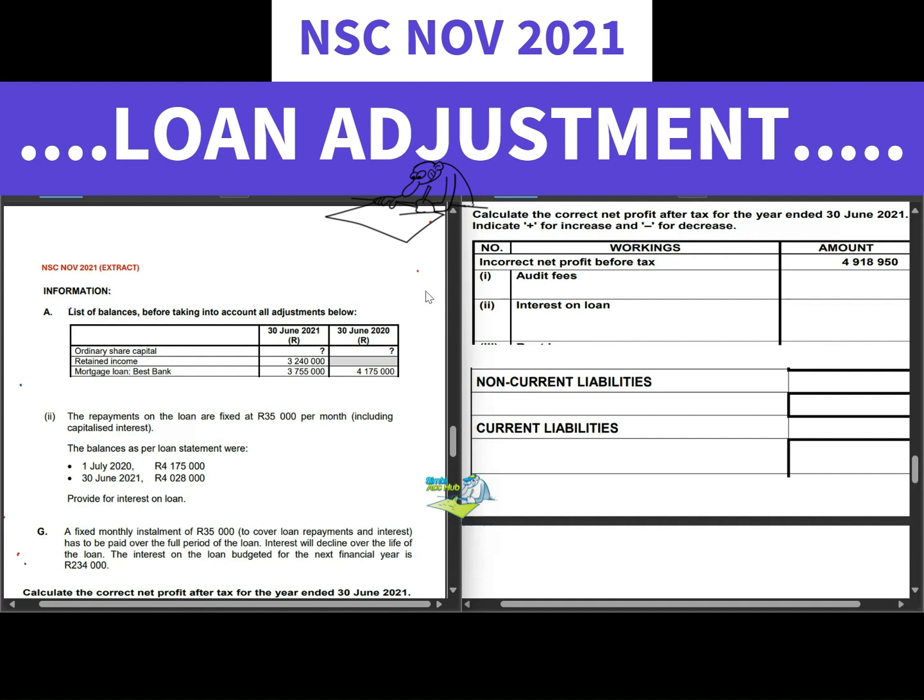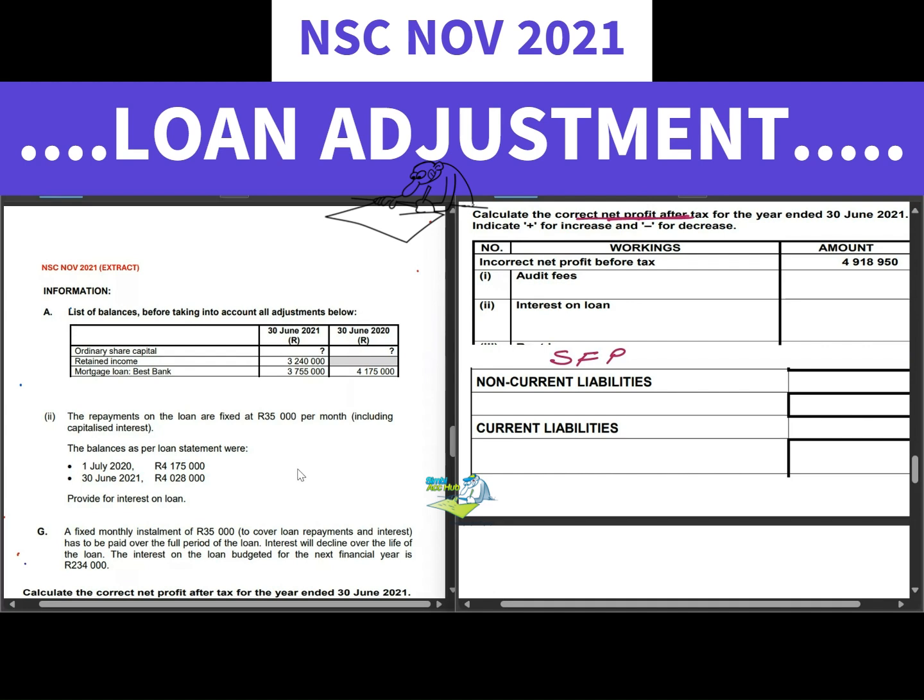In this one, I'm going to do again the loan adjustment, and remember this is an extract from the NSC November 2021. In this question paper, they were doing the correct net profit after tax calculation and the statement of financial position. So they were given a loan adjustment as well. Let's see how this loan adjustment could have been done.